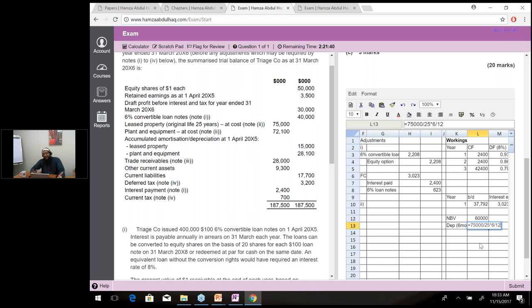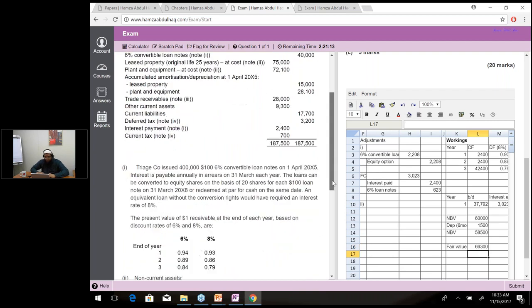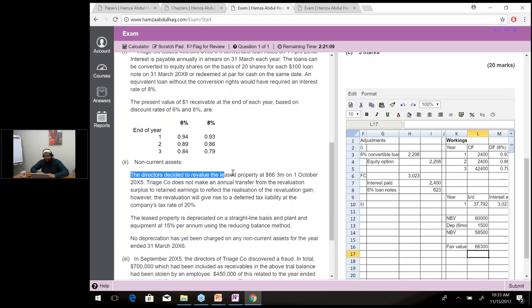Now this spreadsheet is actually my calculator, and the examiner knows exactly how I am calculating these values. So the depreciation is going to be 7,500 and the net book value is going to be 60,000 minus 1,500. So the net book value is 58,500 before revaluation. When the question said that the fair value was 66,300, where is 66,300 written? Over here. The directors have decided to revalue the lease property at 66.3 million. So this is the fair value on this date.